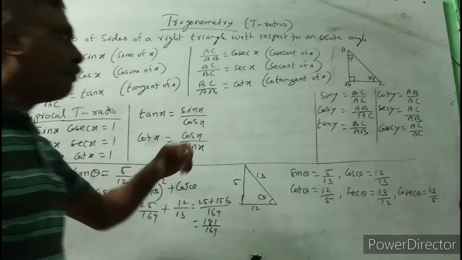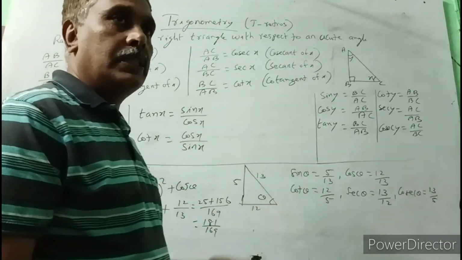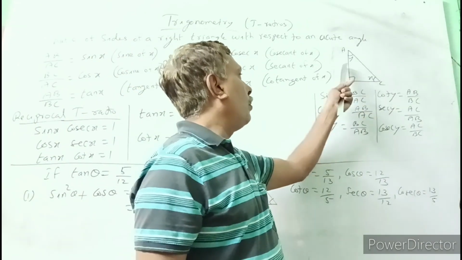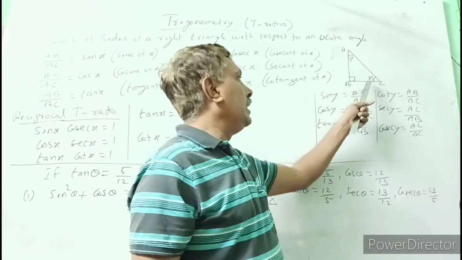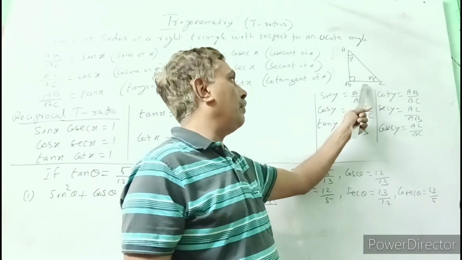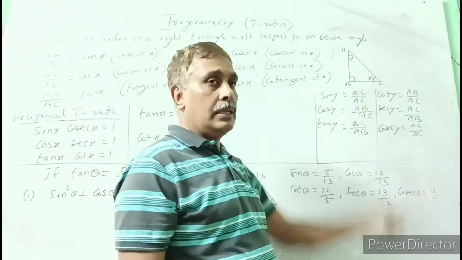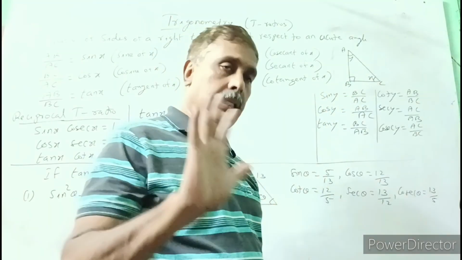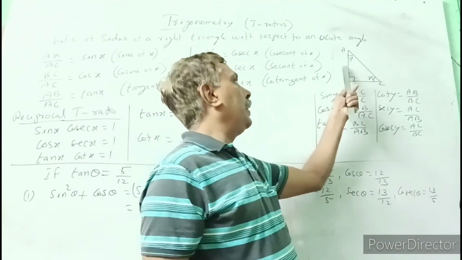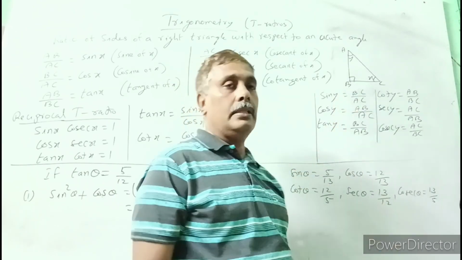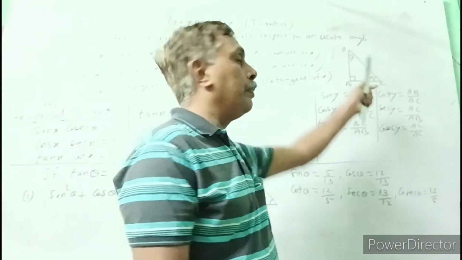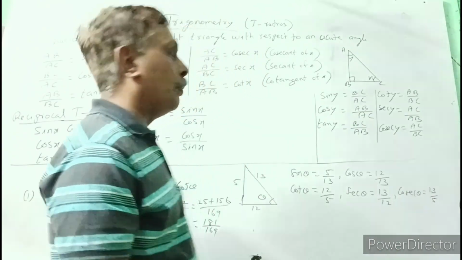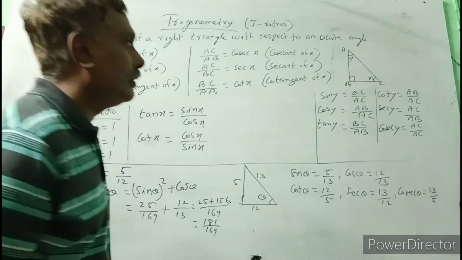So we will learn that procedure. The opposite side of X is AB, the nearest side, that is the adjacent side of X, is BC. Some say perpendicular and base, the same thing. Perpendicular is the opposite side, base is the nearest side, and the hypotenuse remains the same. No problem, anyway, you define it.